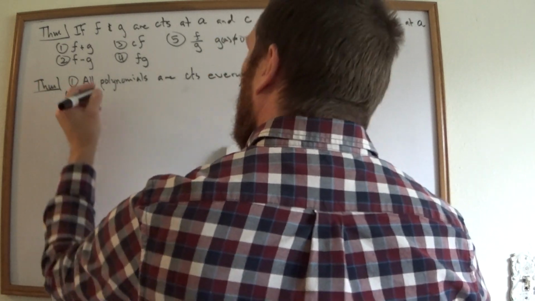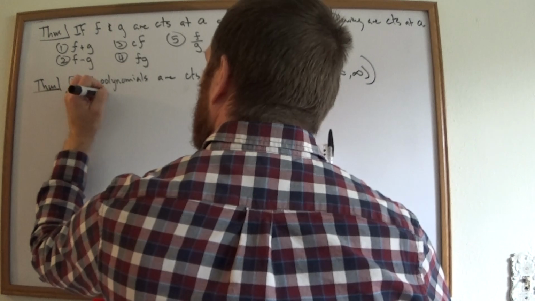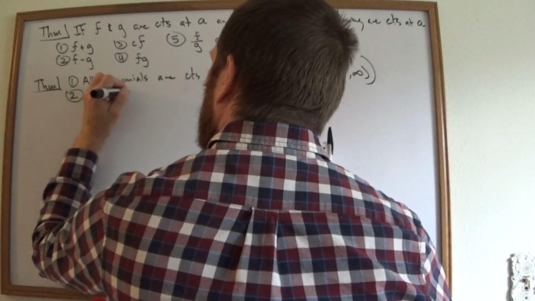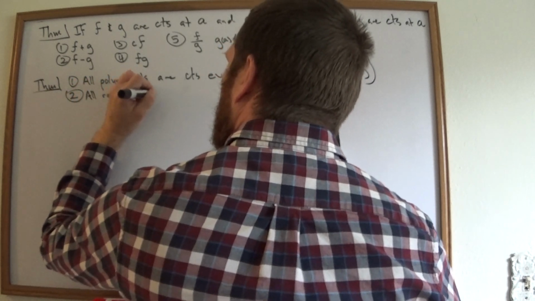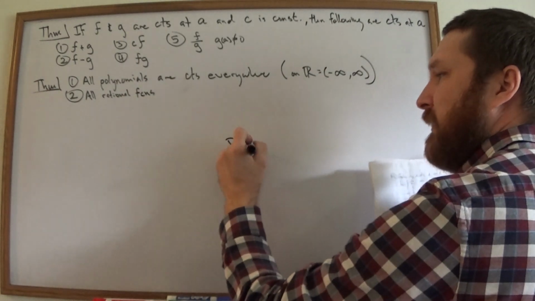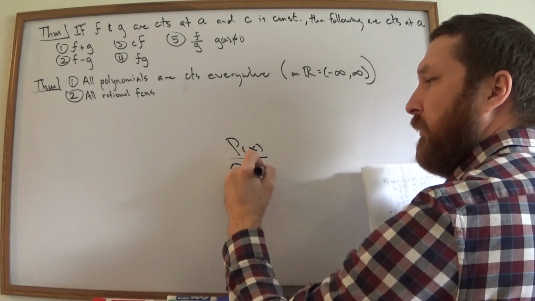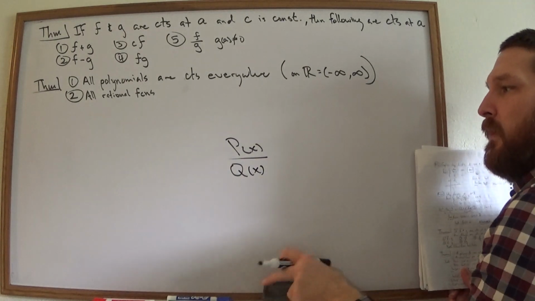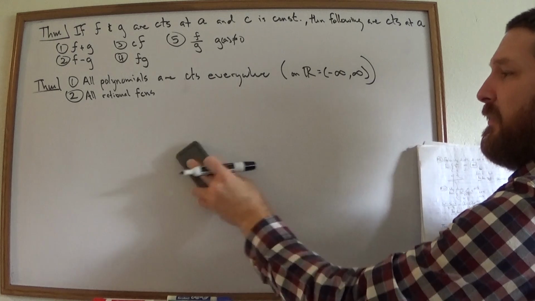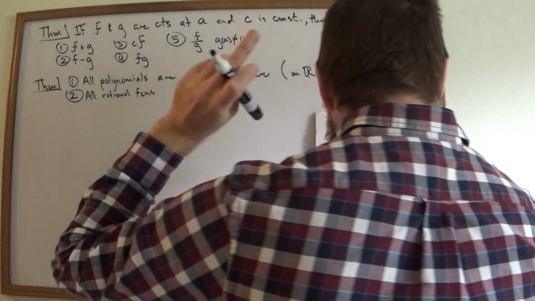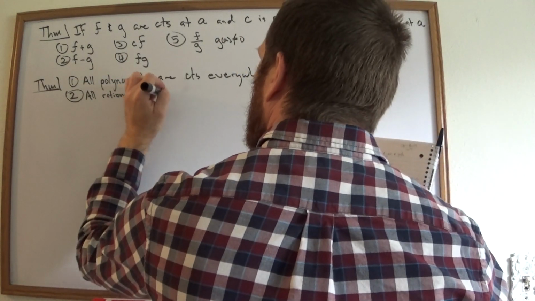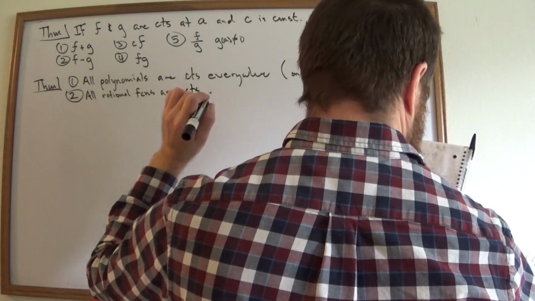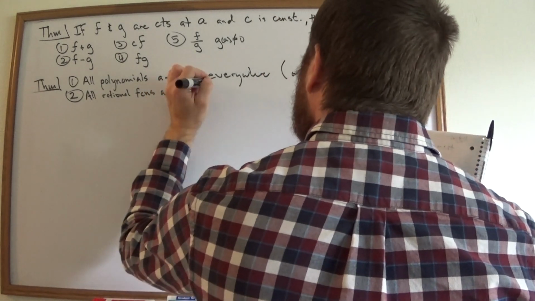Two: all rational functions. Now remember, a rational function is one polynomial over another polynomial, right? That's how we define rational functions. So one polynomial divided by another polynomial. All rational functions are continuous wherever they're defined.